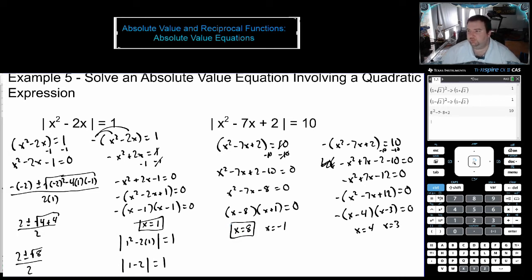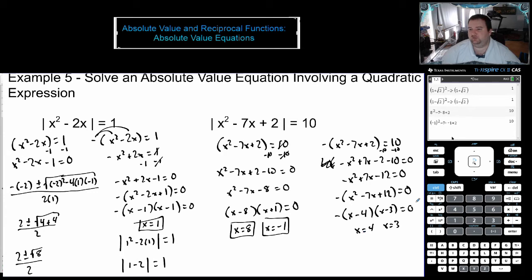Let's try out our negative 1. This time I'm definitely going to need to use parentheses because I want to make sure it's doing negative 1 squared. And then this, of course, is also negative 1. Let's see what this is equal to, 10. Okay, well, it's the exact same as before, right? 10 equals 10. So this works.